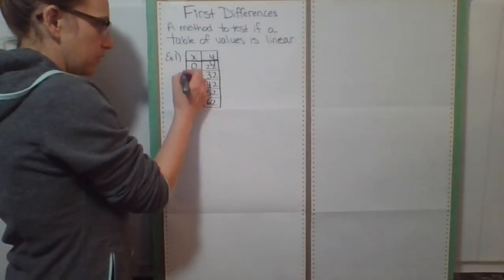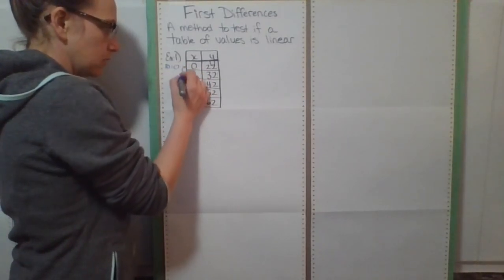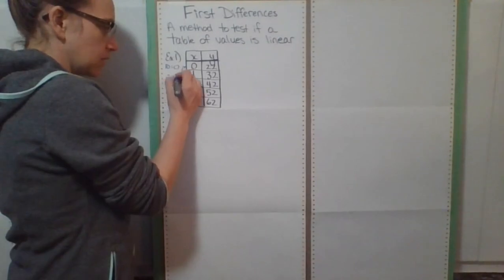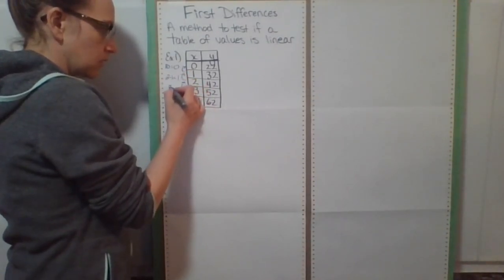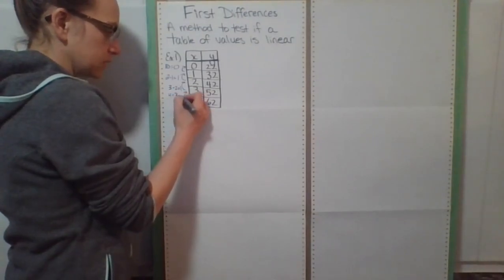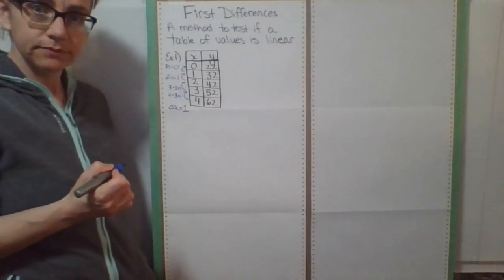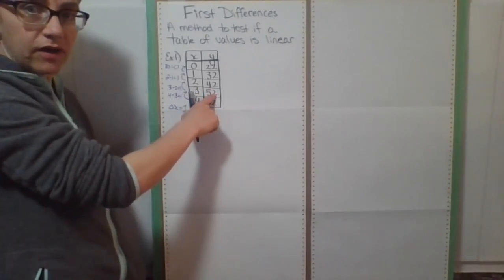So if I have 1 minus 0, that equals 1. 2 minus 1, 3 minus 2 is 1, 4 minus 3 is 1. So my change in x is 1. Now let's look at our y values.